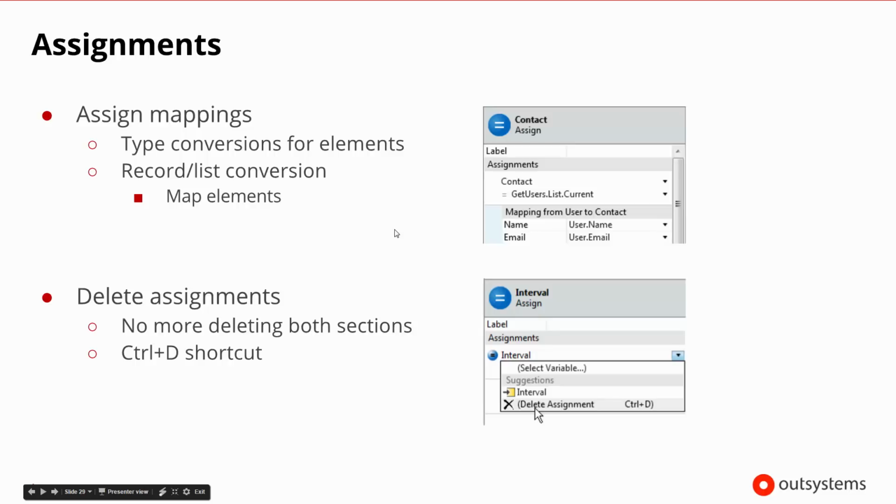The other thing that we might have run into as a problem with the assignments is that a lot of times once you created one, to delete it, you had to delete both sides of the assignment. Now you can just select any assignment, right click and say delete that assignment, or use Control D, and it will take that whole assignment and remove it.